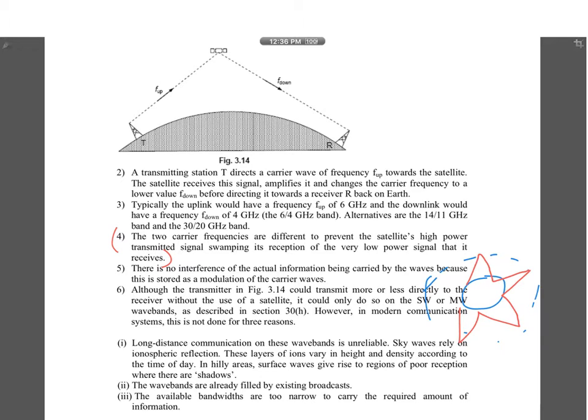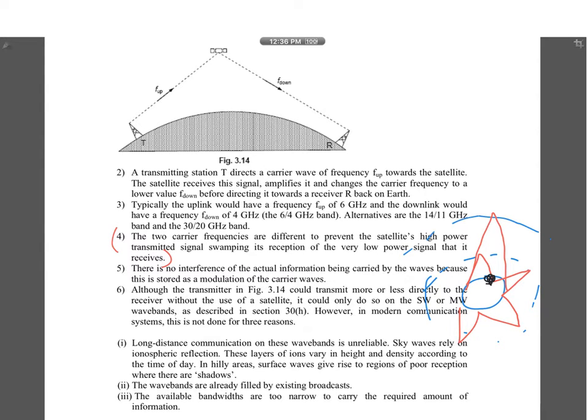Because this layer of ionosphere is not at a fixed height. It actually varies in height and density according to the time of the day. For example, let's say the layer of ionosphere moves up higher, then when you send the signal to the same point, it will be reflected at a different point. So if you had a station here that could initially receive, now you cannot receive anymore because the signal bypasses you. So it is not reliable.